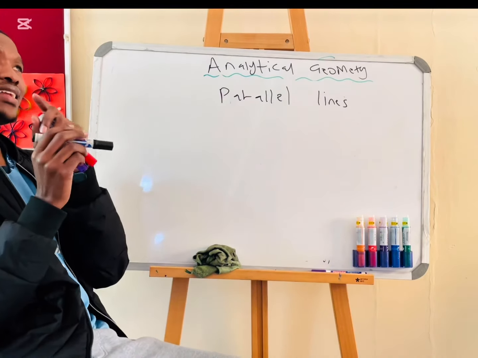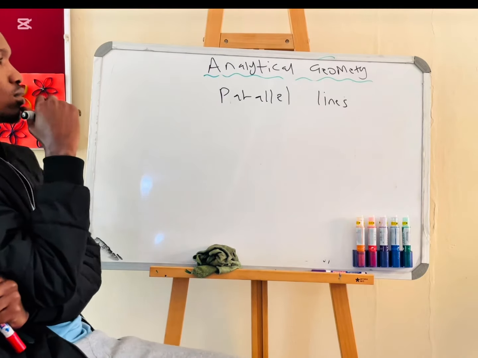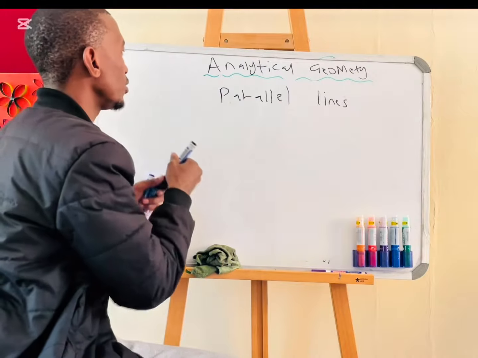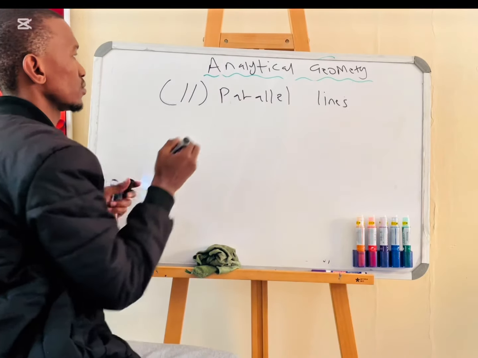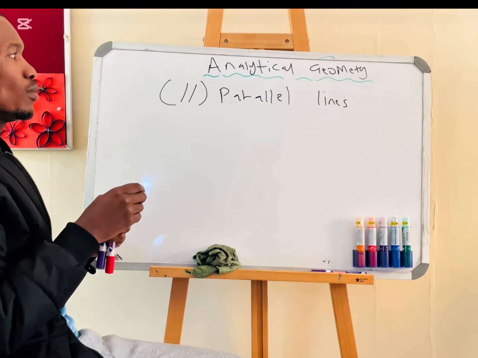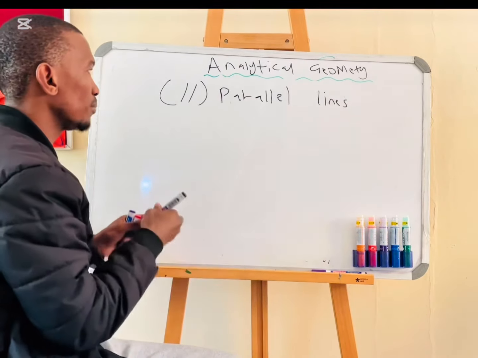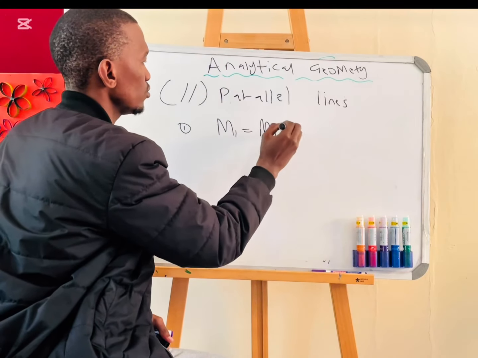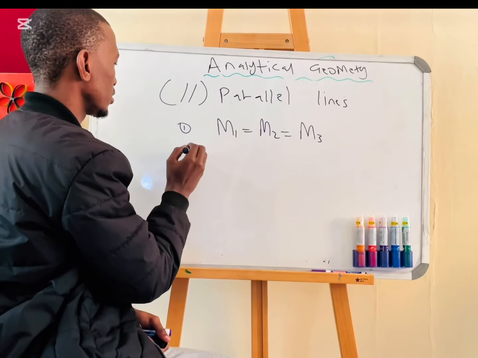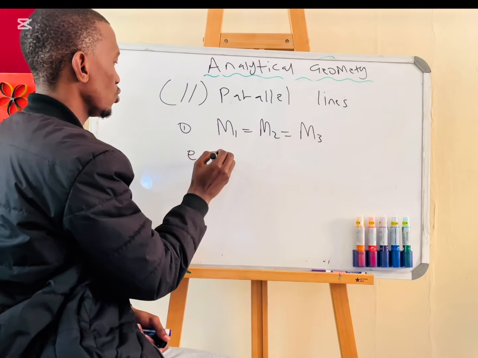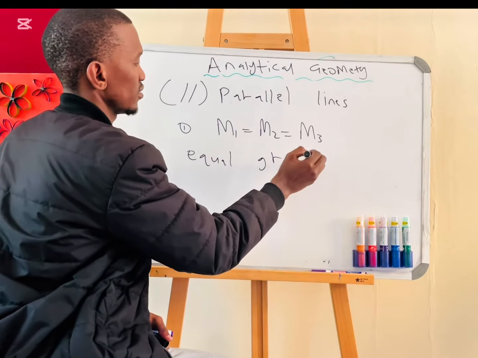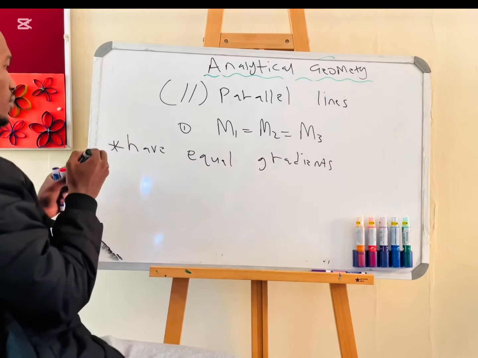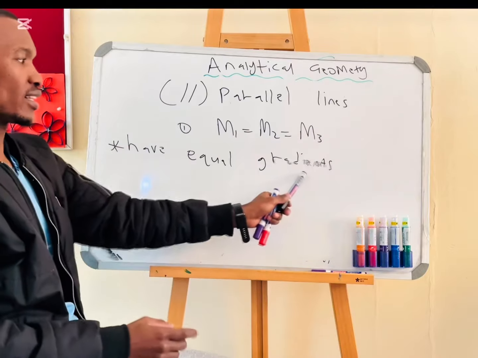About parallel lines, one thing you should know: this is the symbol of parallel lines. So number one about parallel lines, M1 equals M2 equals M3, meaning equal gradients. Parallel lines always have equal gradients.